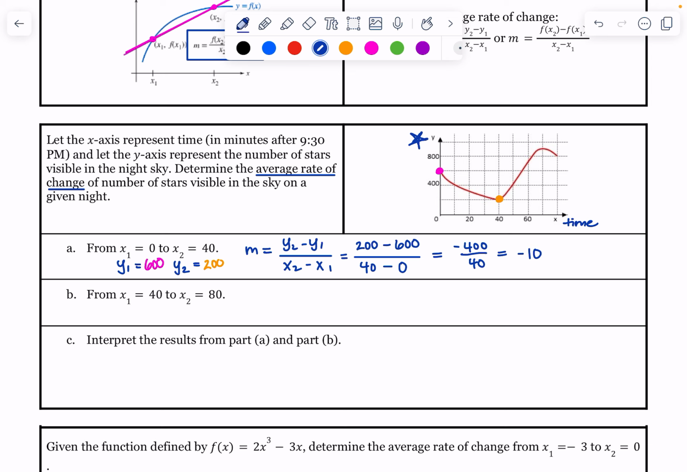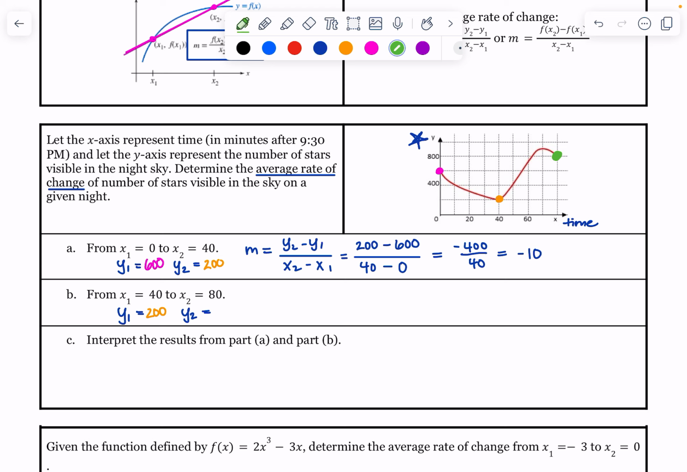I'm second guessing myself for a second. Okay, part B says from x1 equals 40 to x2 equals 80. We already used x1 equals 40. It was our x2 above, so I'm just going to write here y1 is equal to 200. We already used that dot there. And then let's use green for this dot. When I think about x2 being 80, that would be here, my green dot, and that is at 800. So when I go back over here, y2 is equal to about 800.